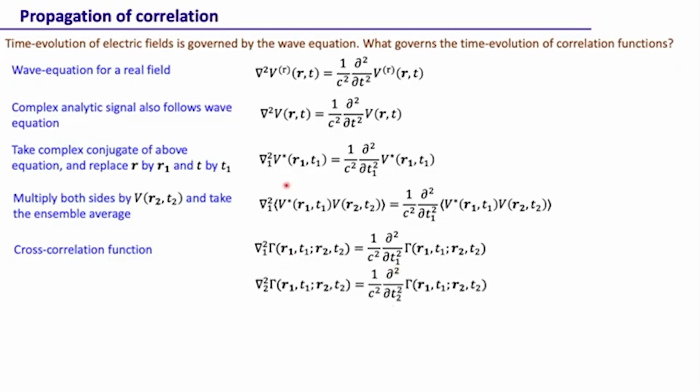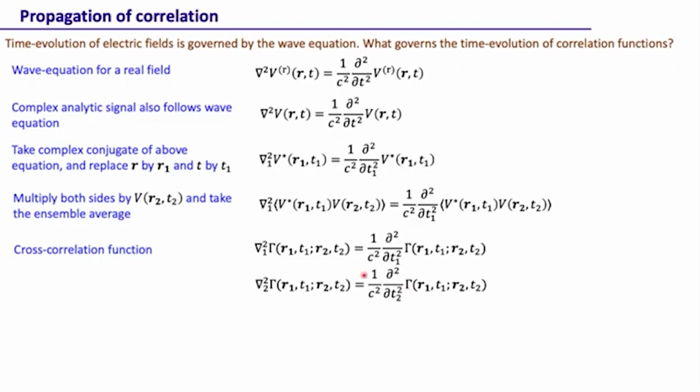But we could as well have started from this point by taking the derivative with respect to r2 and t2, and in that case we would have gotten this equation instead, which is del 2 squared gamma equals 1 over c squared del squared over del t2 squared of gamma. So gamma satisfies both these equations.